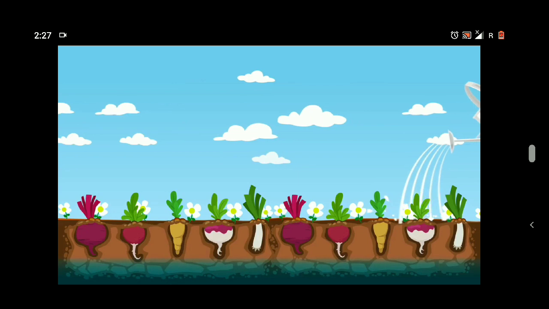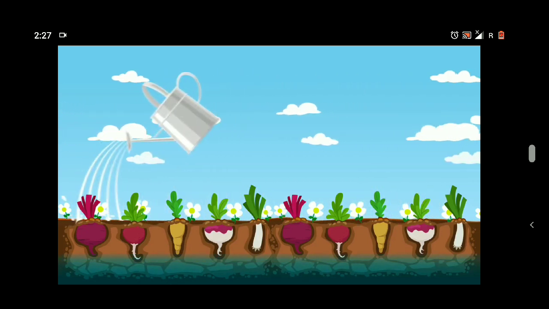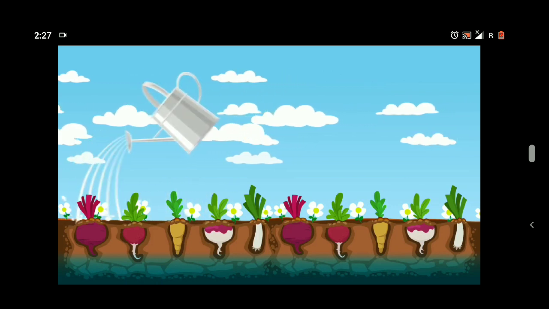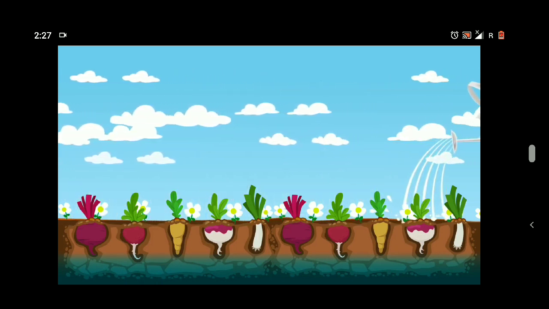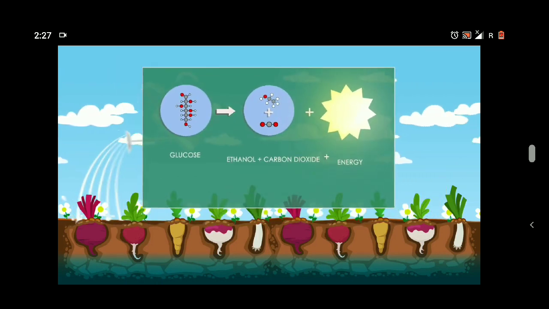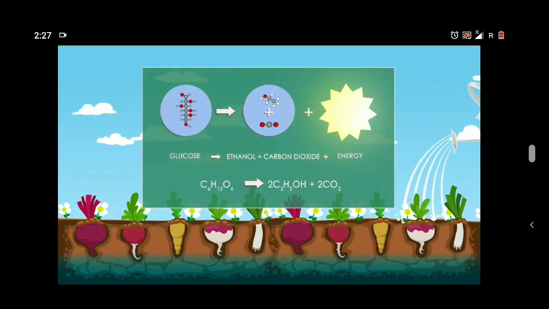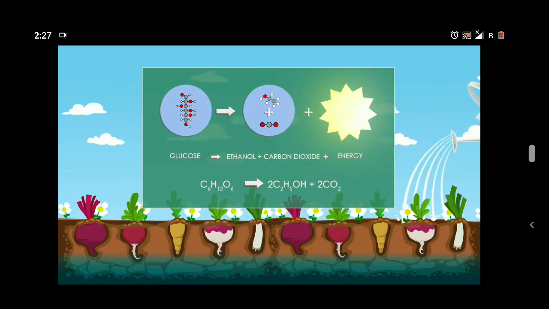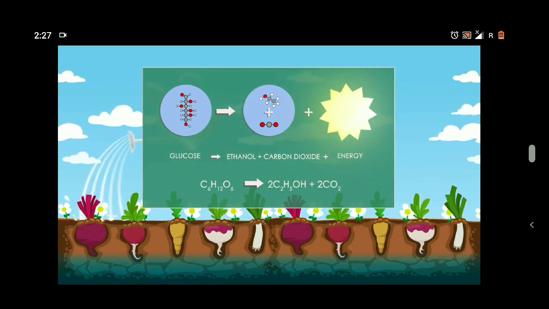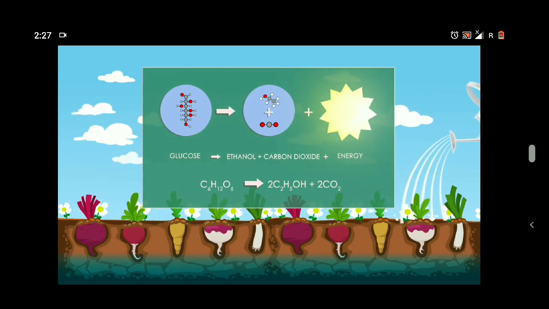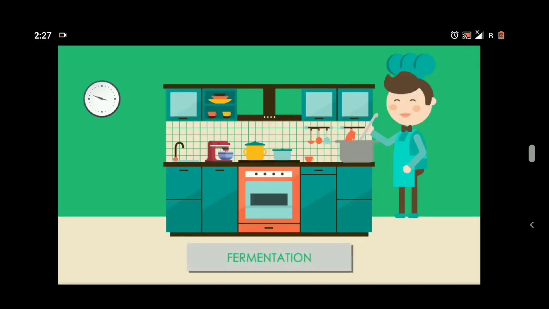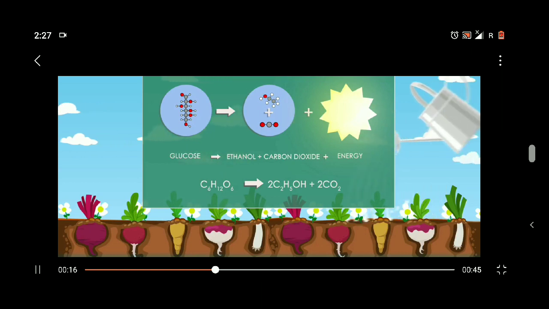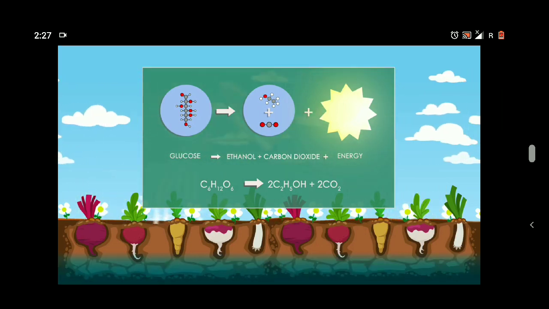Let us see about fermentation or anaerobic respiration in the plants or yeast. Sometimes when we overwater the plants, the exchange of oxygen is blocked. That time anaerobic respiration takes place. Glucose is broken down into ethanol and carbon dioxide and energy is released.